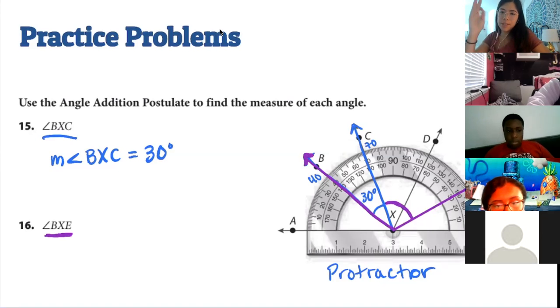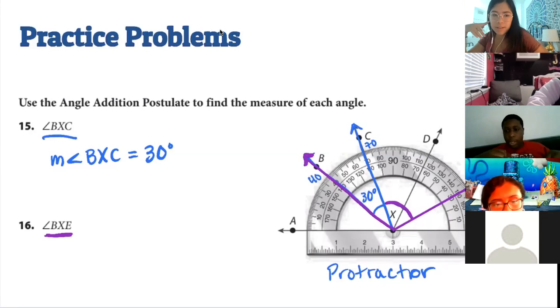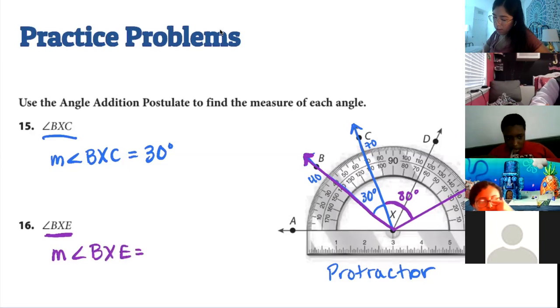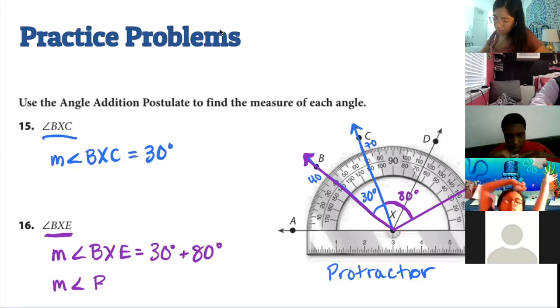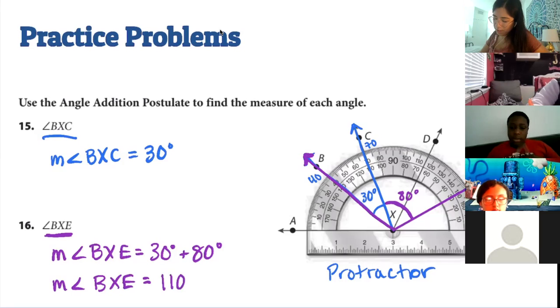So take a look, go from C to E and count, do the math. How much is that? 80. Exactly. So if the other one was 30 and this one is 80, how big is the largest angle? You have to add them together. So the measure of angle BXE is going to be 30 plus 80. 110 degrees, exactly.